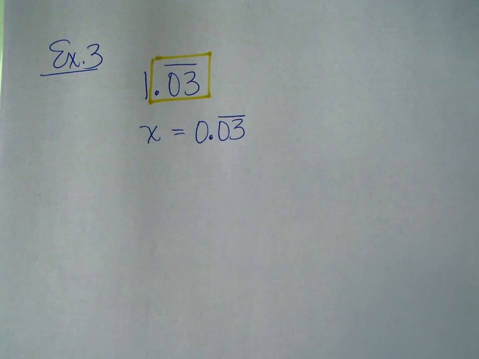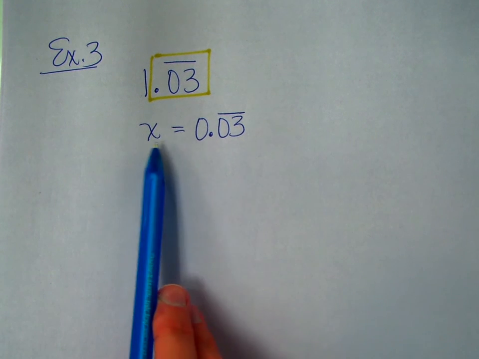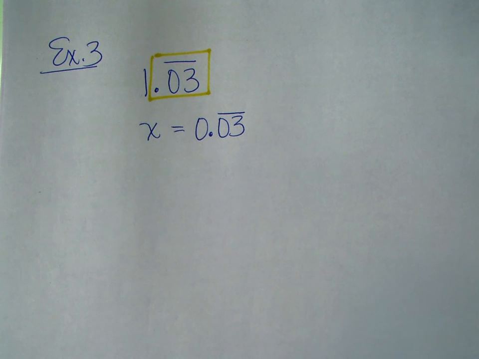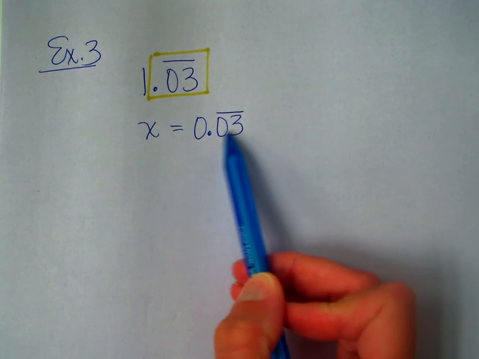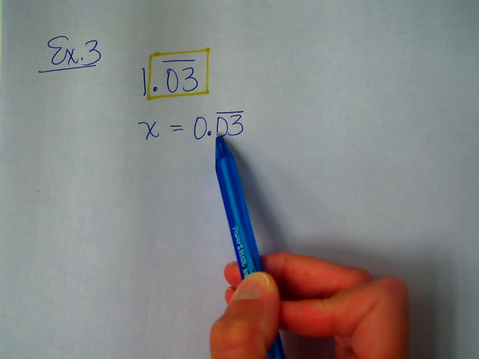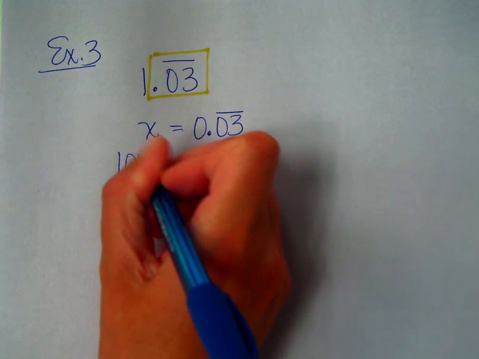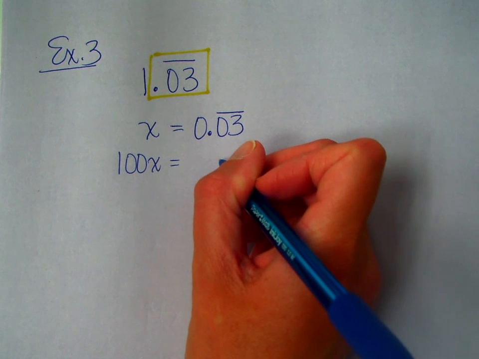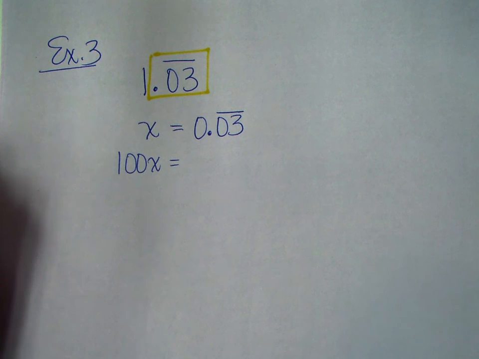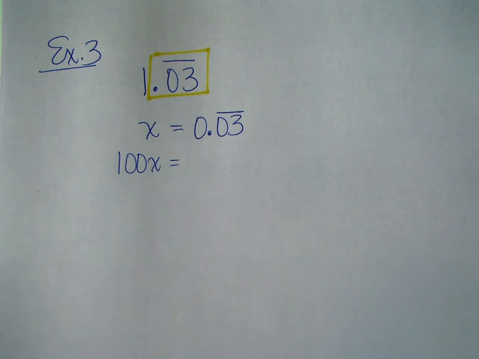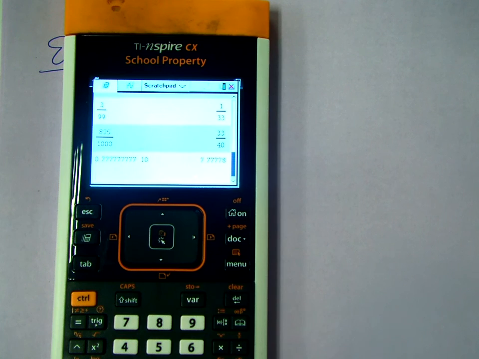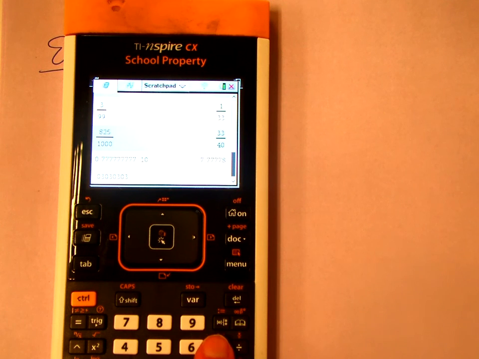All right, what would we multiply both sides by? Think about your place value. What place value does this one go out to? The hundredths place, because there's 2 digits in the repeating part. So we're going to multiply both sides by 100. And if you want to test it out, if you're not sure, put your repeating part in, 0.03030303, and multiply it by 100. You can see how you get 3.030303. Okay?